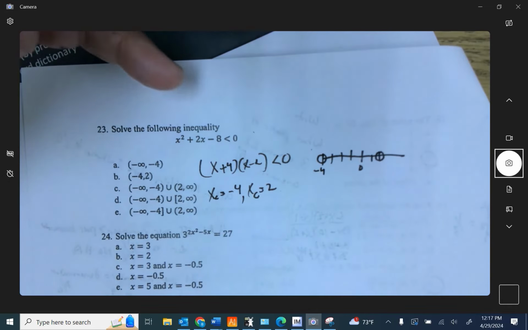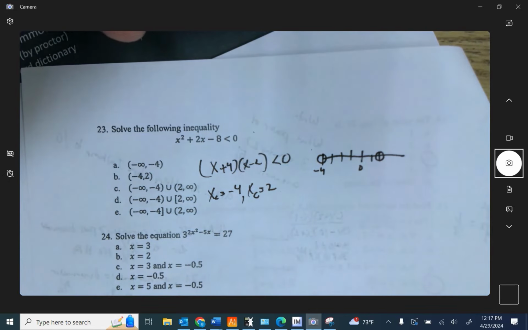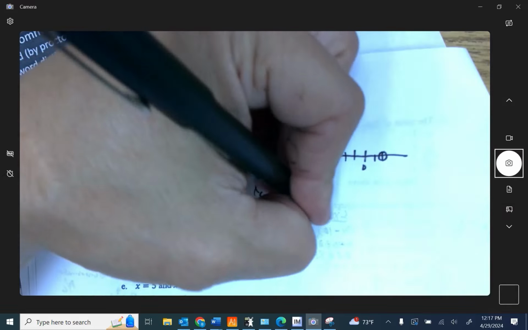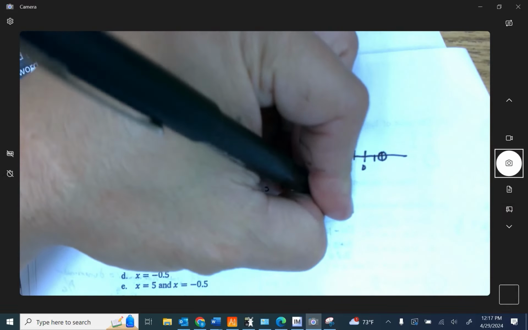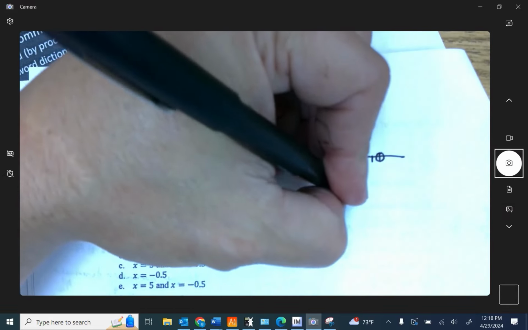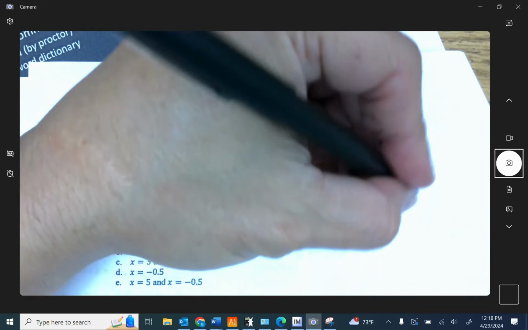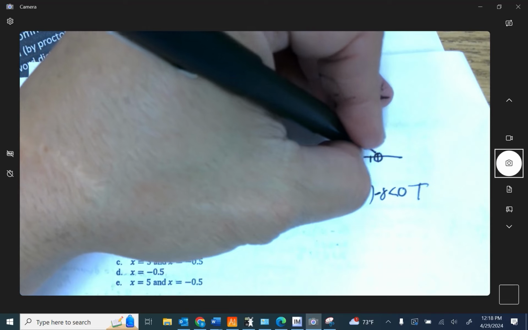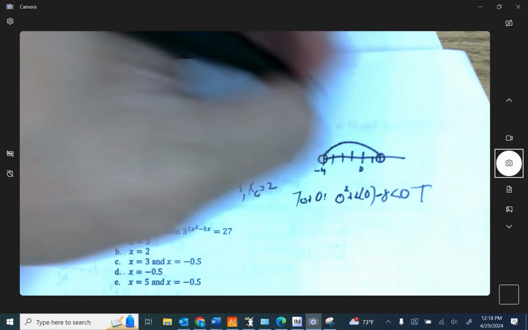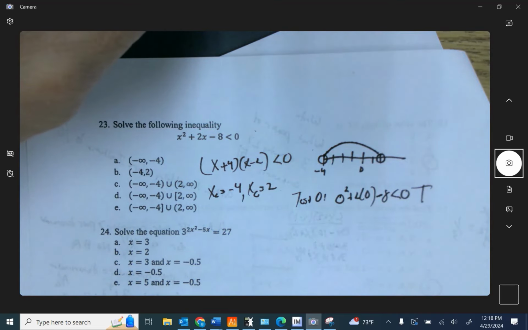And we're going to have to do some testing here, plain and simple. So let's test the easy guy. Let's test 0. 0 squared plus twice a 0 minus 8 less than 0. That's true. So I get to keep everything inside, which tells me the answer is most likely B.